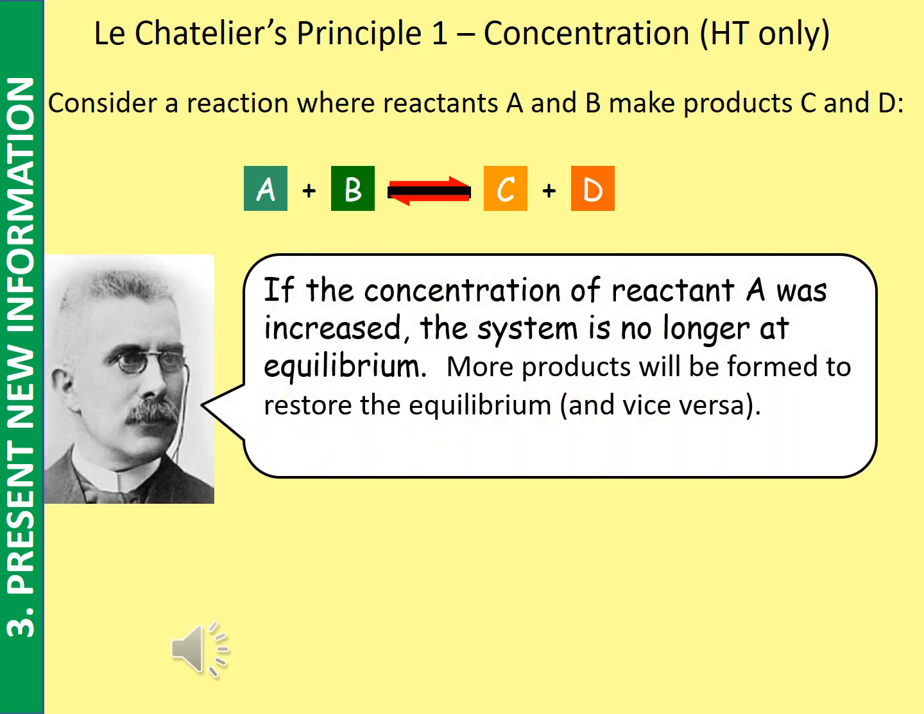Firstly, we are going to look at the effects of concentration. So we have our reaction here, A plus B will give you C plus D. If I increase the concentration of reactant A, then the system will no longer be at equilibrium, it will no longer be balanced. And so what happens in order to restore the balance is it will make more C and D. If I lowered the concentration of A instead, then it would make more A and B to increase the concentration again. You can change the concentration of both the reactants and the products, and it will have a similar effect on the equilibrium.